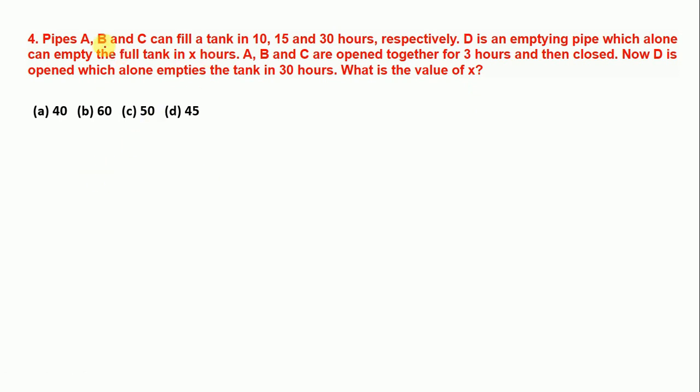So first of all, A is taking 10 hours, B is taking 15 hours, C is taking 30 hours. So LCM of these three will be 30. Efficiency of A is 3. Efficiency of B will be 2. Efficiency of C will be 1. Now they are opened for 3 hours. So in 3 hours they can fill 3 plus 2 plus 1 is equal to 6. 6 into 3 is equal to 18 units and total capacity is 30 units.